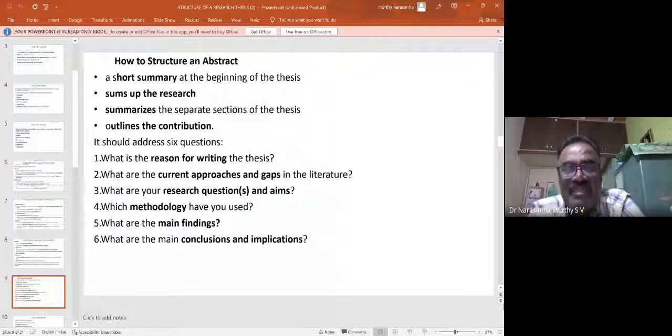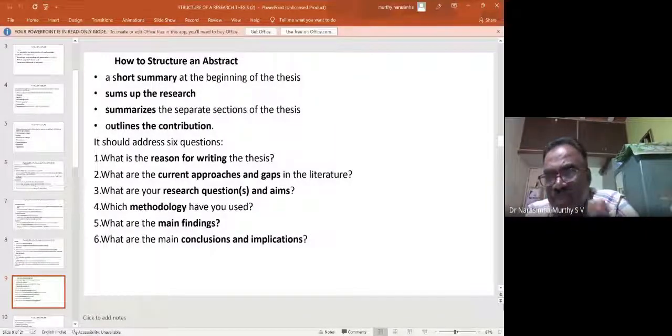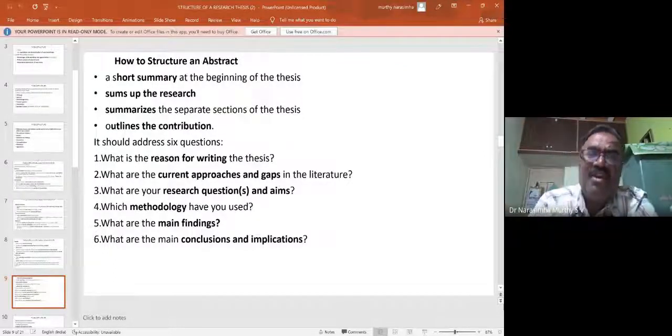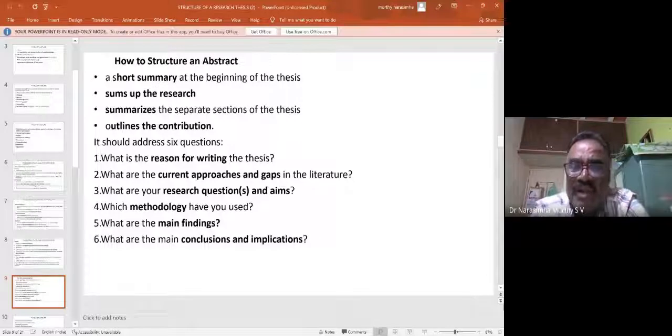The next part is methodology. What is your approach? What is the methodology that you are going to use here? And next, what are your main findings? That means, what is your contribution? What did you gain? What are you coming out with? What is the knowledge that you are disseminating? Finally, your abstract should follow with the main conclusions and their implications in the present scenario.